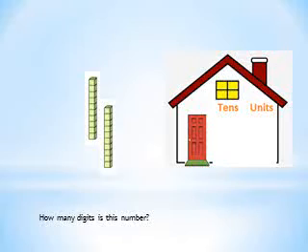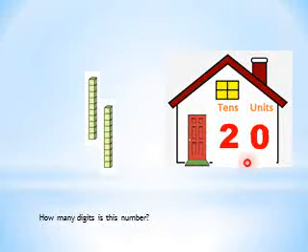Now, I want to write this number down. Start with the tens. How many tens do I have? 1, 2. So I will write 2 in the tens room. Do I have any units? No, I have 0 units. So I will write 0 in the units room.